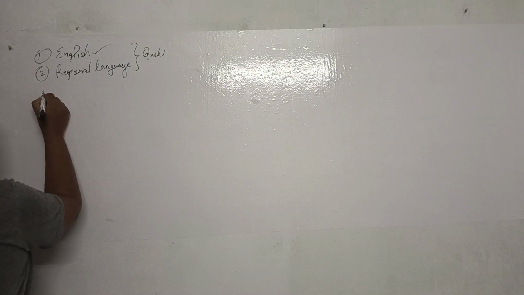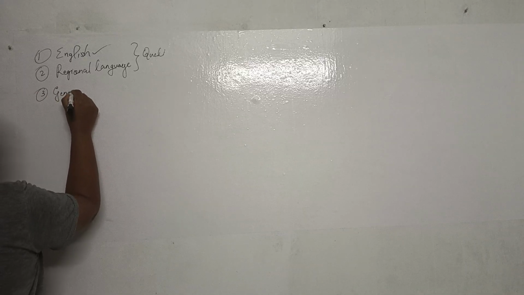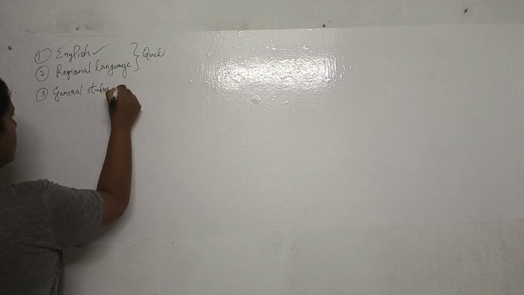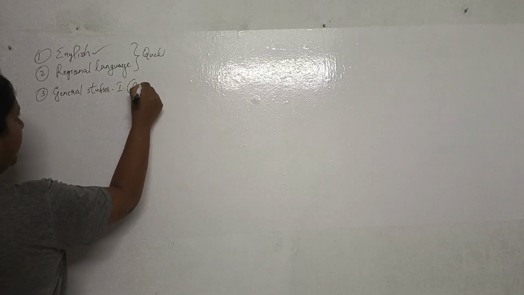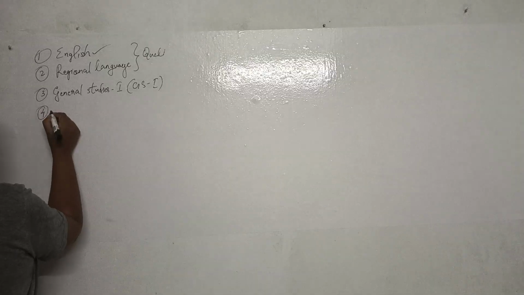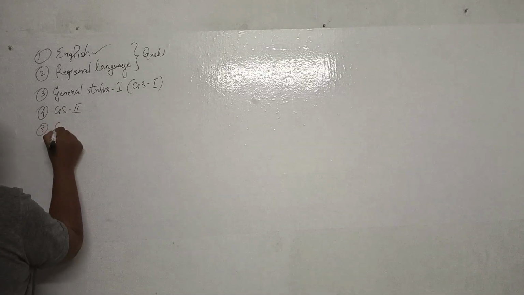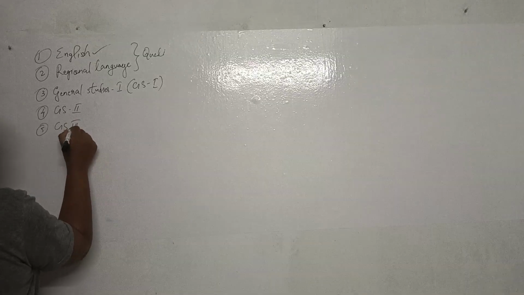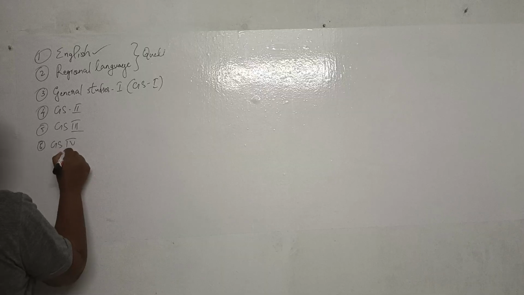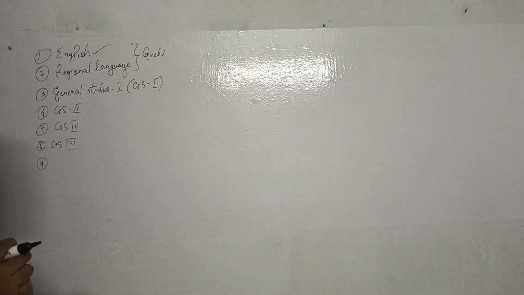The third one is General Studies paper 1. We normally write it as GS1, and the next is General Studies paper 2. Then the fifth one is General Studies paper 3. Then General Studies paper 4. And after this, for the seventh one, you have an optional subject.